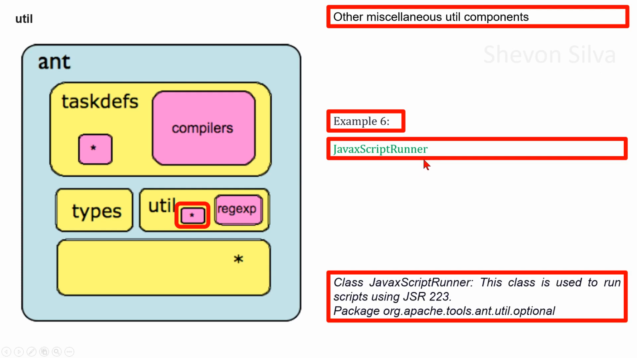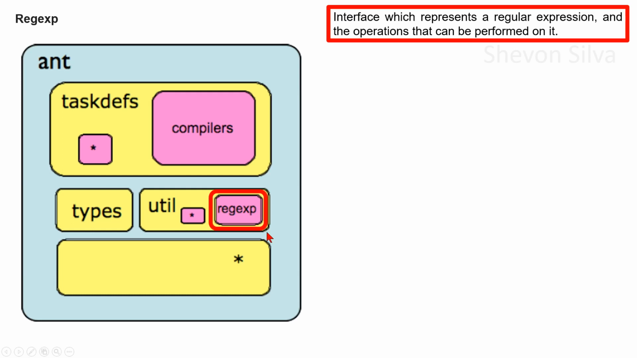Class JavaScriptRunner. This class is used to run scripts using the JSR 223 package. This is in the package org.apache.tools.ant.util.optional. Now we are focusing on the Regexp interface, which represents a regular expression and the operations that can be performed on it.